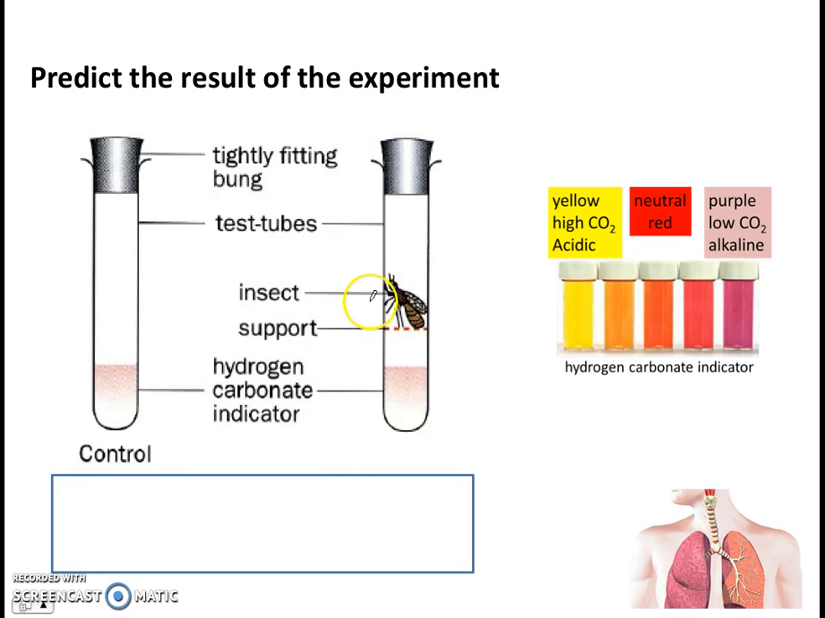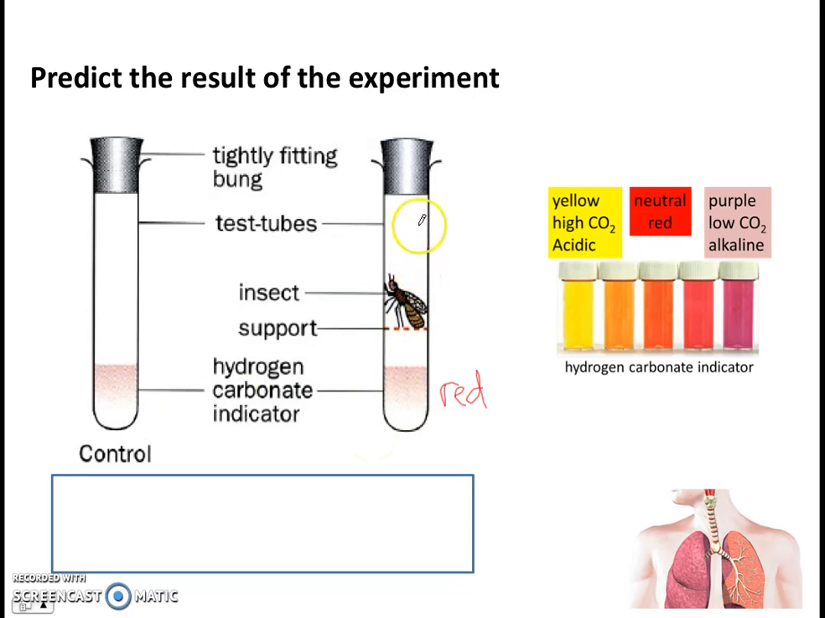Now here's an example of one way. Here I have two test tubes, and both are similar. Both have hydrogen carbonate indicator at the bottom. And you'll notice the color of the hydrogen carbonate is red in both cases, because this is the normal atmospheric concentration of carbon dioxide.